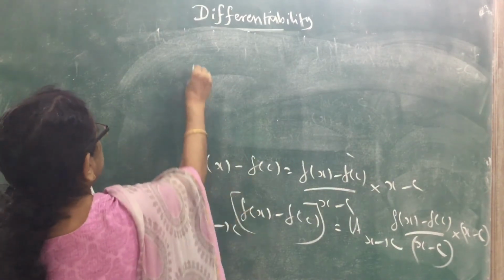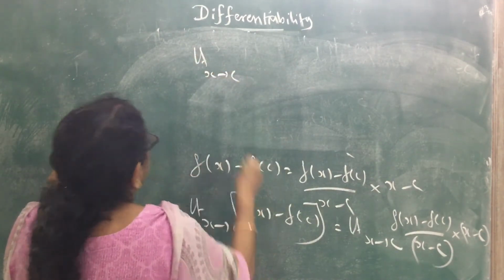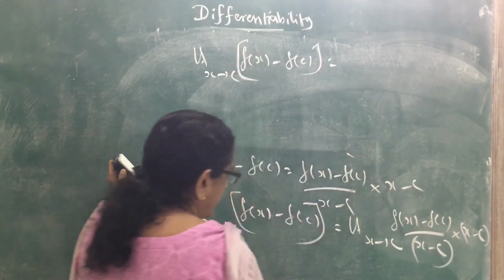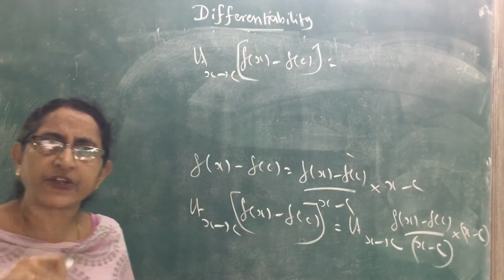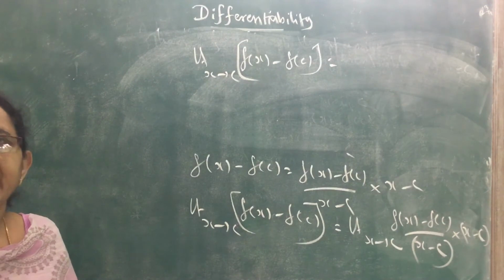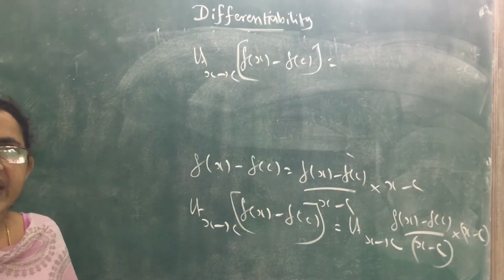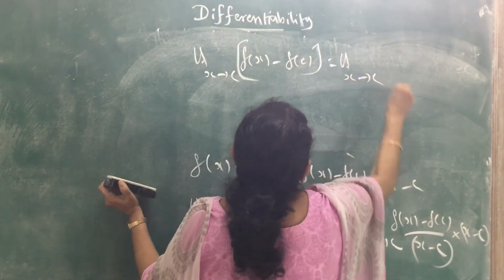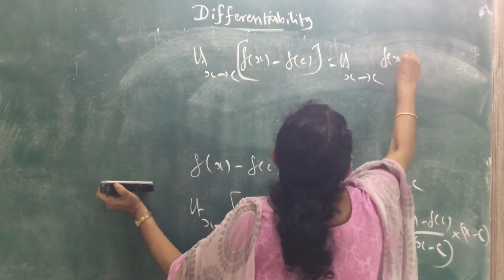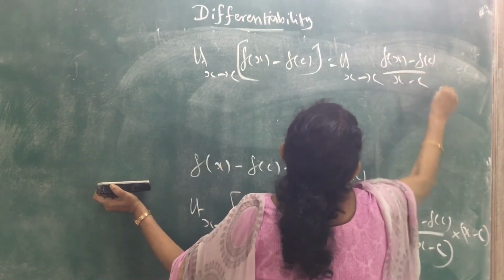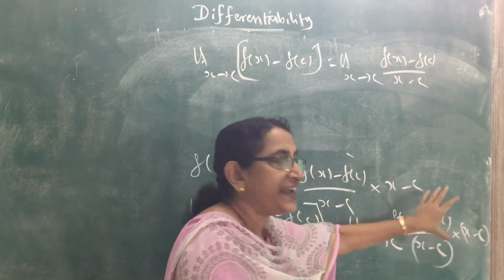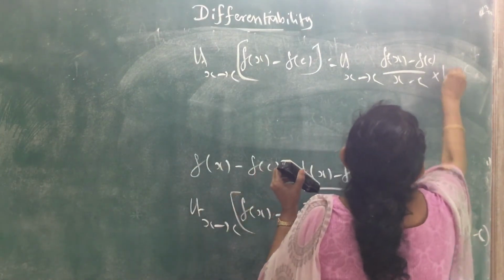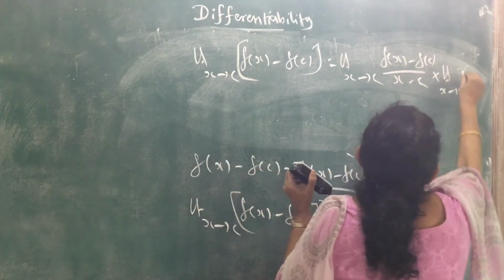So here we get limit x tends to c f of x minus f of c equal to, see we know limit of f of x into g of x equal to limit of f of x into limit of g of x. In the case of product, we can separately take the limit. So I am going to take limit x tends to c f of x minus f of c divided by x minus c, into limit x tends to c, x minus c. Separately we can take limit, no problem.